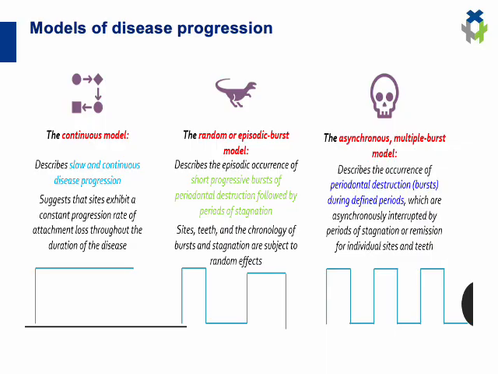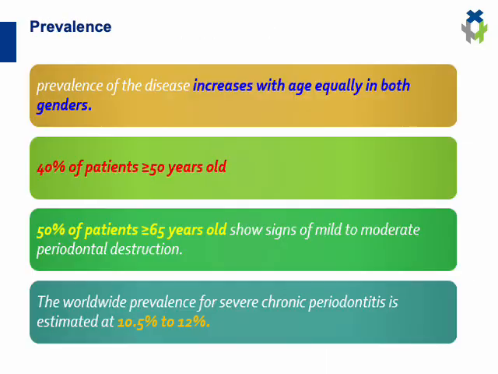Site, teeth, and the chronology of burst and stagnation are subject to random effect, whereas the third, the asynchronous multiple burst model, describes the occurrence of periodontal destruction during defined periods, which are asynchronously interrupted by periods of stagnation or remission for an individual site and tooth.